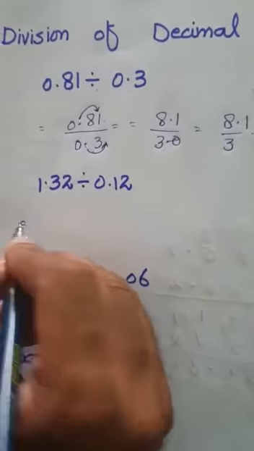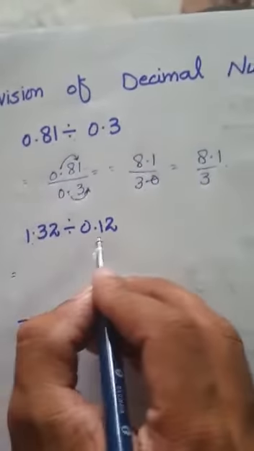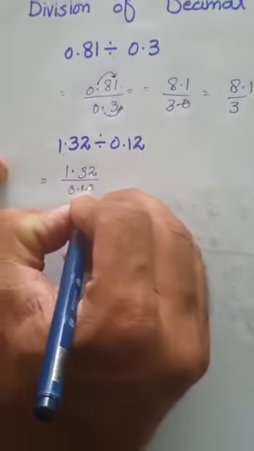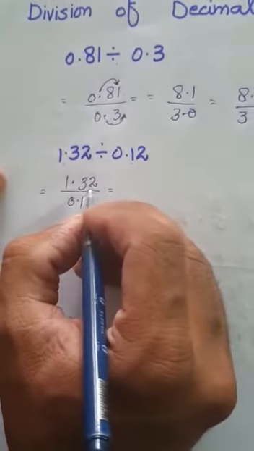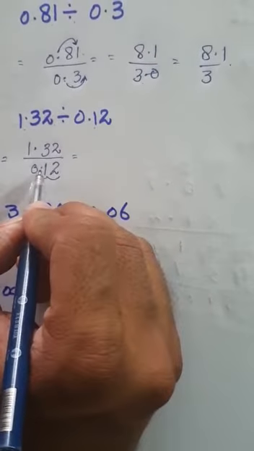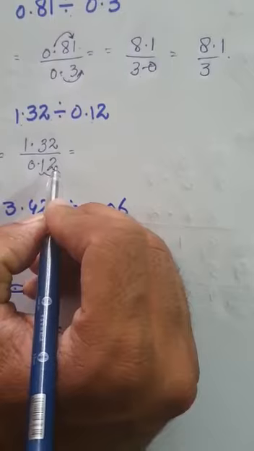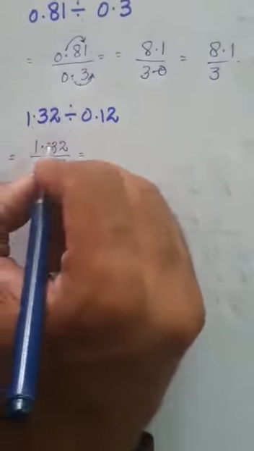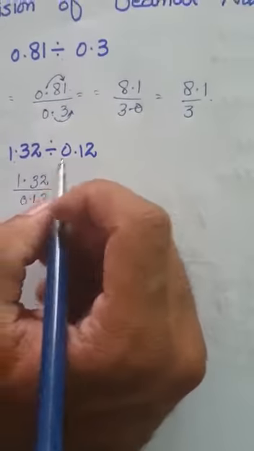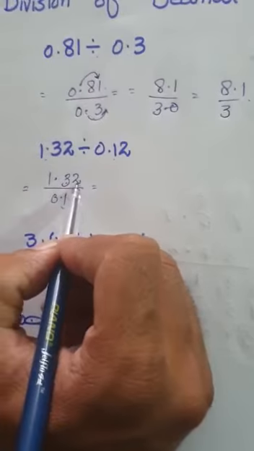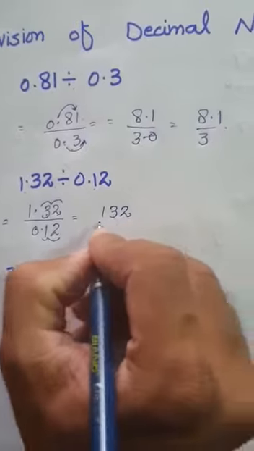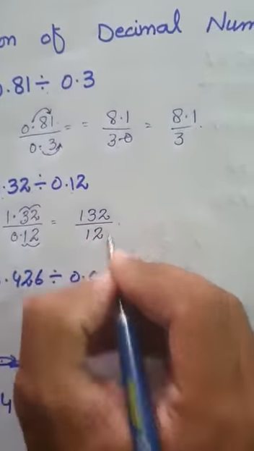Okay, let's move toward the second example, that is 1.32 divided by 0.12. It can be written like this as well. We need to move the decimal two digits if we want to remove the decimal from the denominator. So if we are moving two digits in the denominator, then it means we need to move two digits in the numerator as well. So it will become 132 divided by 12.